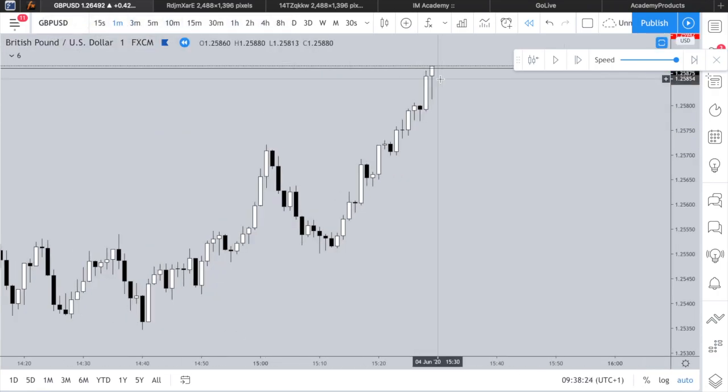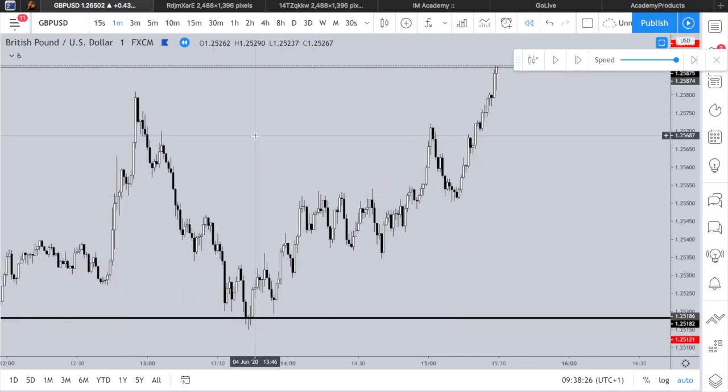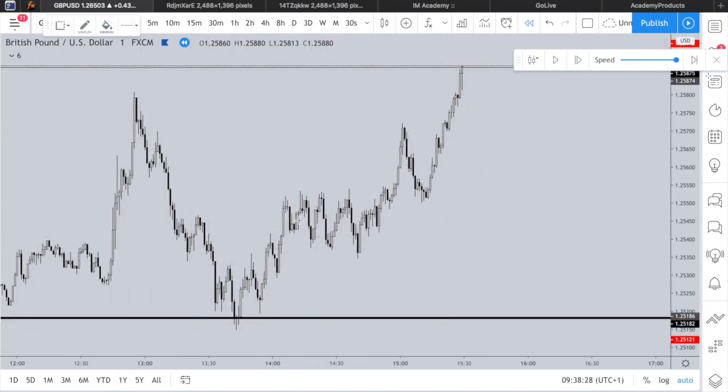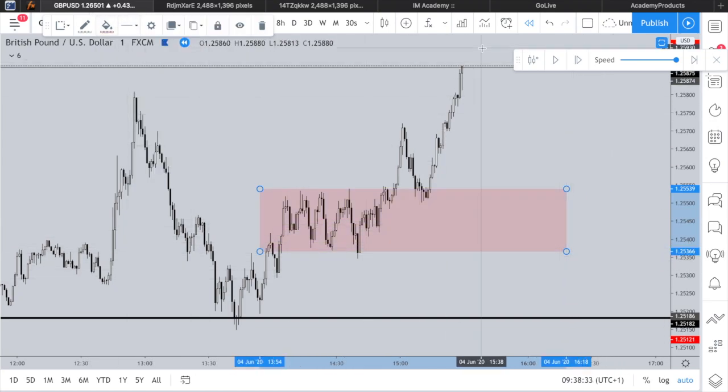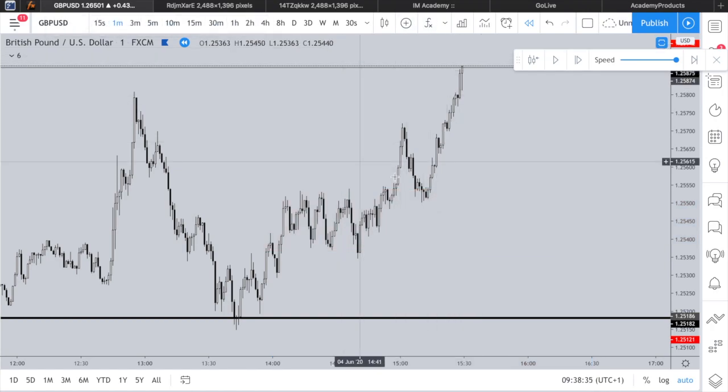Yet again, where are my distribution signals? There are none. There is literally nothing telling me that we are distributing. We had reaccumulation over here, some type of reaccumulation anyway, and we continue the price higher. There is literally nothing telling me that we are distributing on whatever time frame I want to look at.